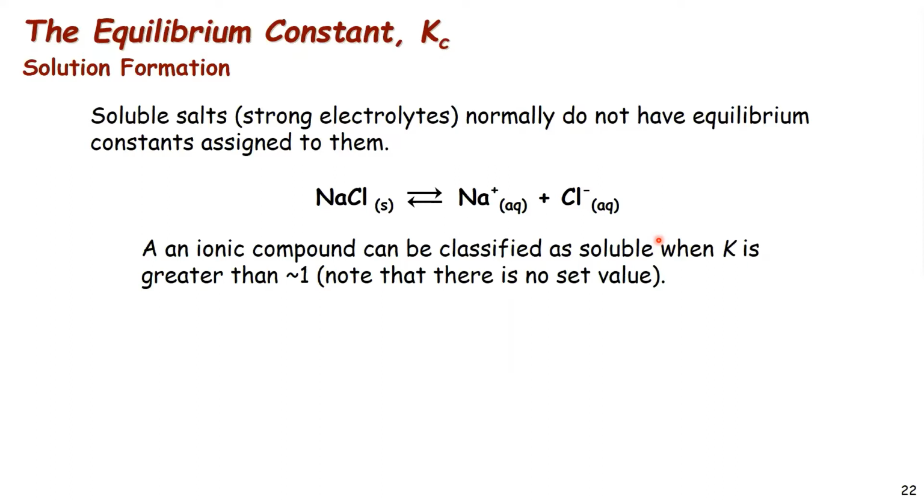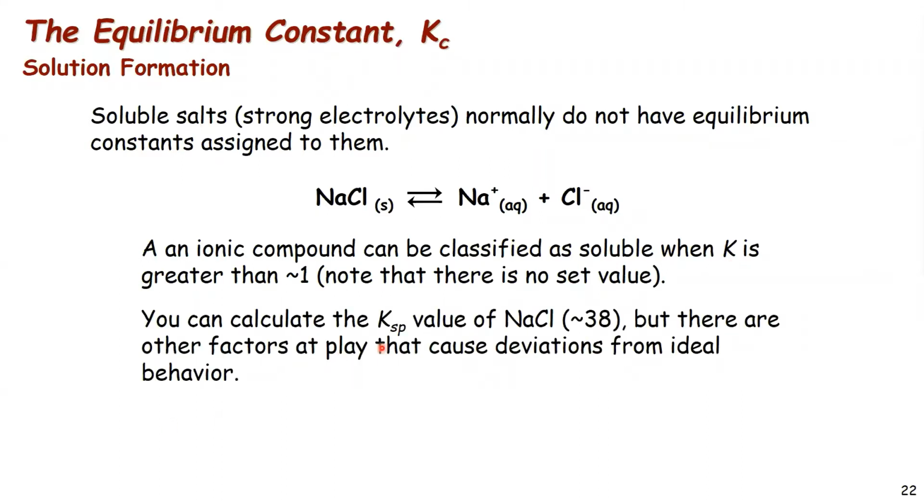But usually when we have a salt and its solubility equilibrium constant is greater than 1, we generally say it's a strong electrolyte. So that's where we get this idea of strong electrolytes and weak electrolytes. It's based on the equilibrium constant value. Now we can actually calculate what's called the Ksp. So again, this is the solubility product constant. This is the equilibrium constant for soluble salts.